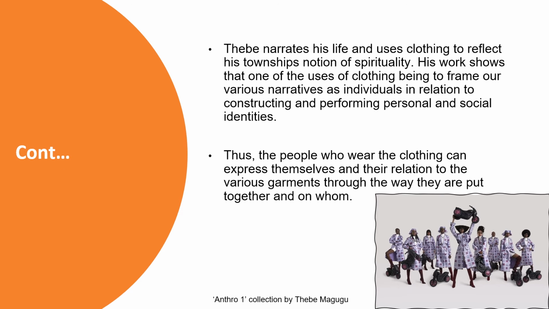Tebe narrates his life and uses clothing to reflect his township's notion of spirituality. His work shows that one of the uses of clothing is to frame our various narratives as individuals in relation to constructing and performing personal and social identities. Thus, the people who wear the clothing can express themselves and their relation to the various garments through the way they are put together and on whom. The image in the bottom right-hand corner is from Anthro 1, a collection by Tebe Magugu, where he narrates his life through the objects he encountered in his township.